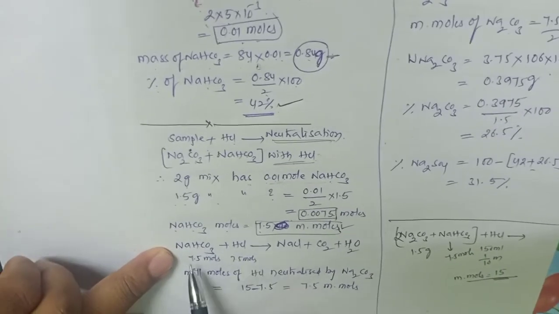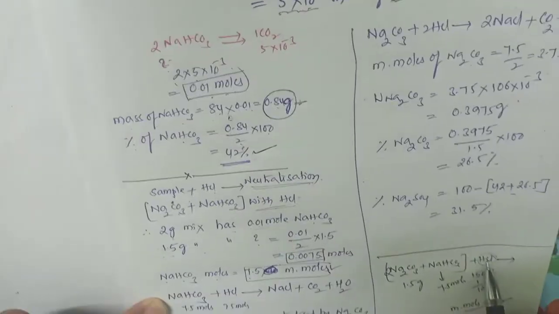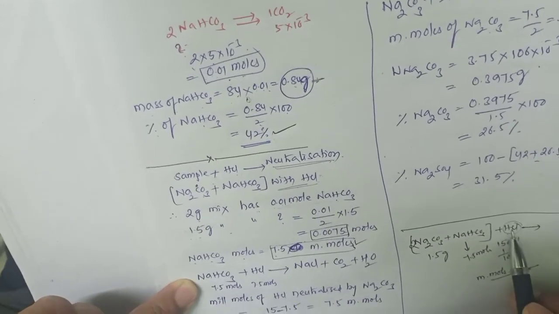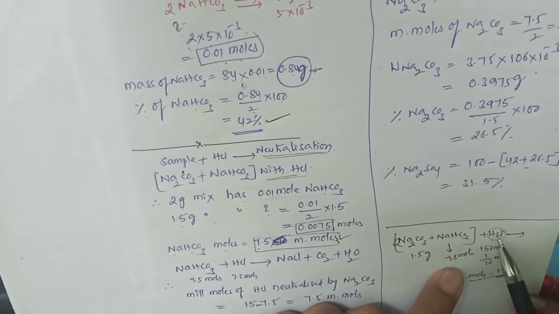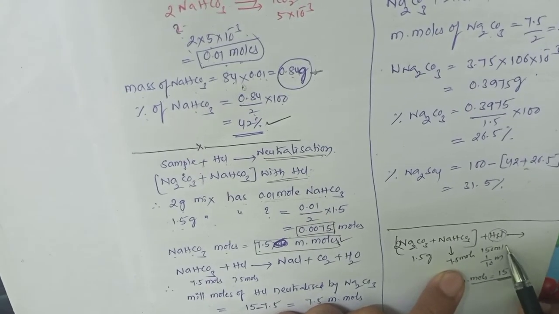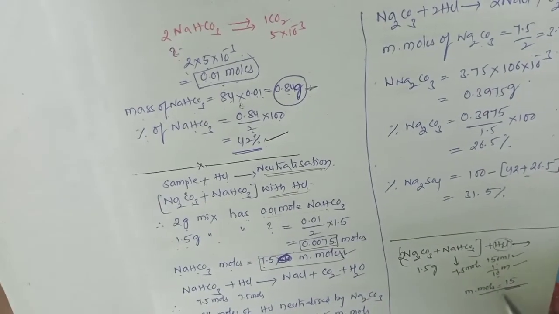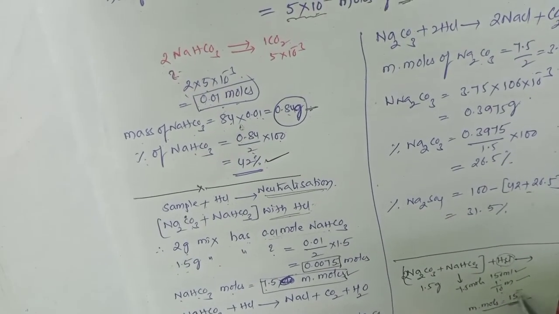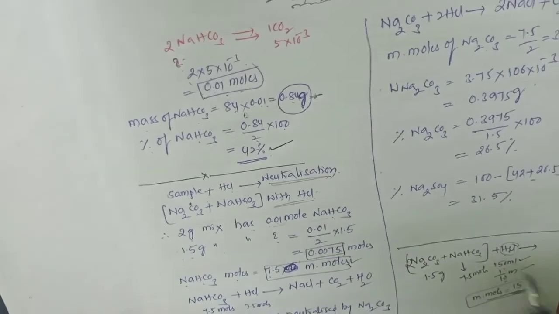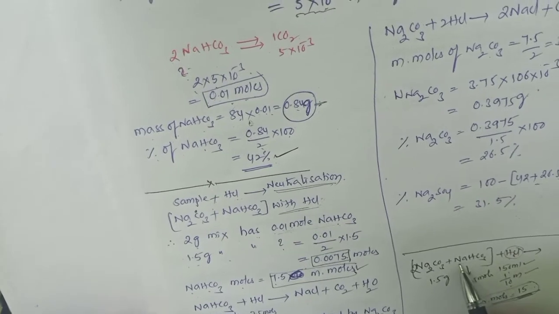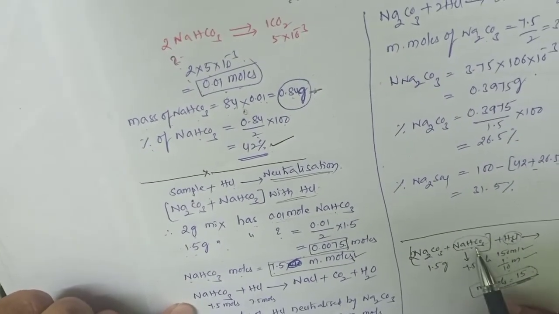Next, in the sample, for the neutralization reaction, HCl can react with NaHCO3 and also with Na2CO3. So in the given data, how much HCl is given for neutralization? 150 ml of 1/10 molarity. So it is converted to moles. How many moles? 15 millimoles. In 15 millimoles, already 7.5 millimoles is consumed by NaHCO3.